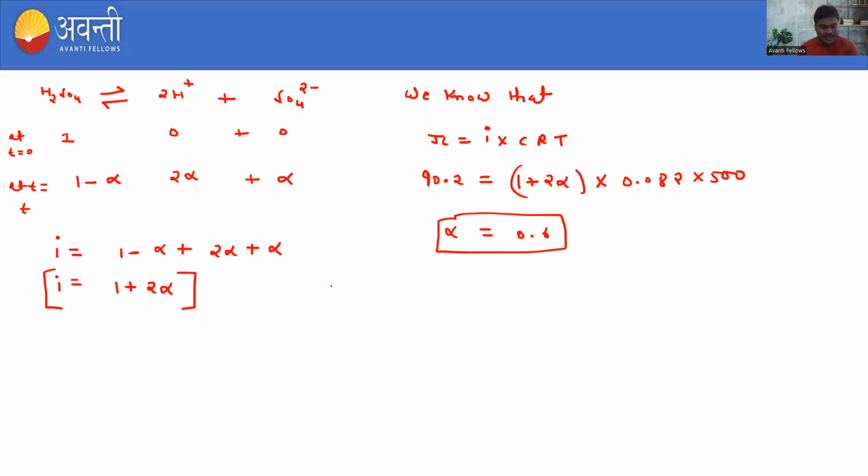Now, how will you find Ka? Can anyone tell? Alpha means this is the degree of dissociation, right? So we know that Ka is equal to concentration of H plus raised to the power 2, and concentration of SO4 raised to the power 1, since it is SO4 2 negative, divided by the concentration of H2SO4. Just put the value. We know what the concentration of H plus is.